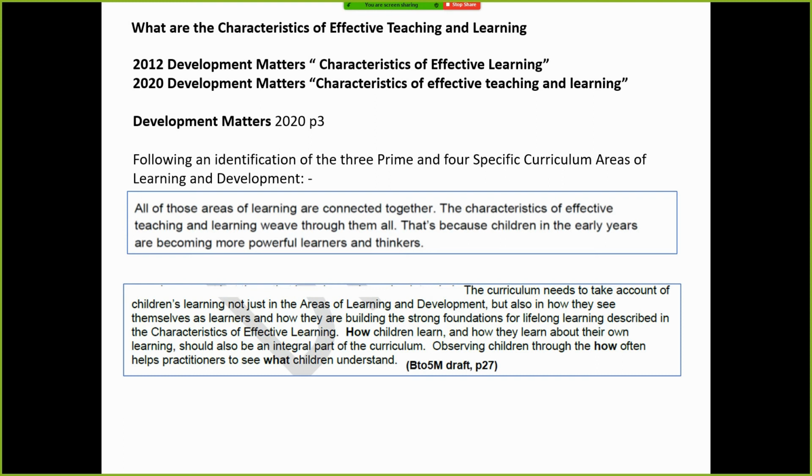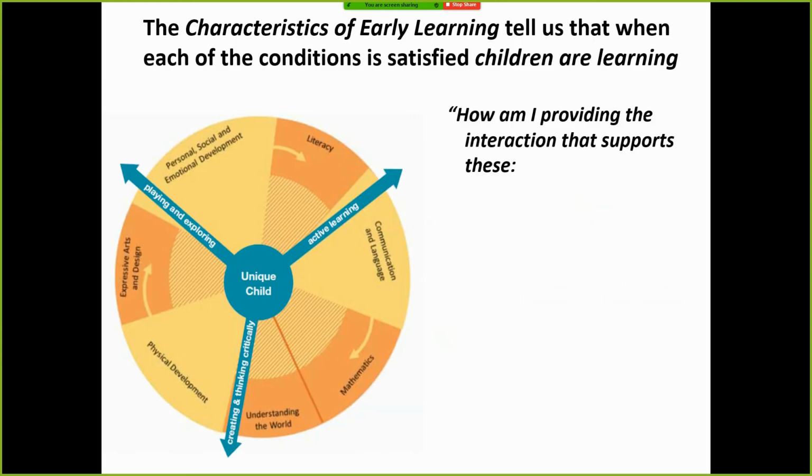Observing children through the how often helps practitioners to see what children understand. Now, I think they're talking about metacognition there. They're talking about children learning to learn, which obviously is only relevant to 4- and 5-year-olds. It won't be relevant to 2- and 3-year-olds. But even so, how does that fit in with the characteristics of effective learning?